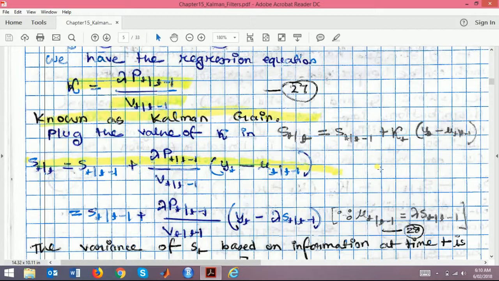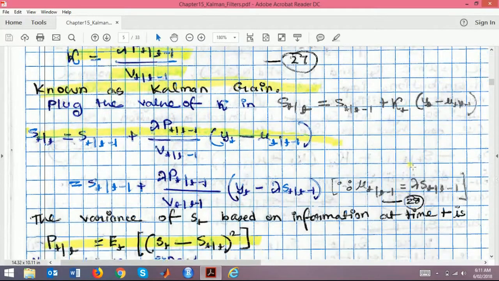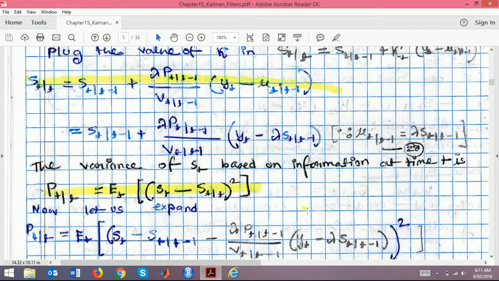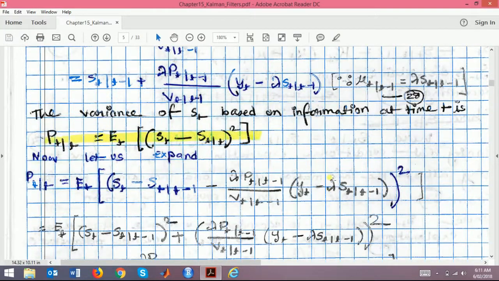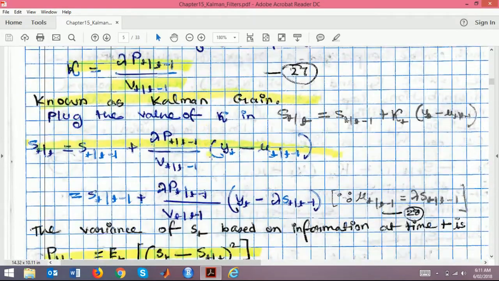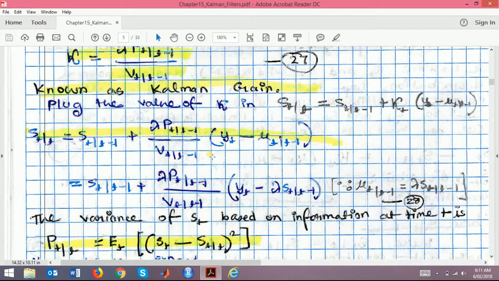Now instead of kappa we just put lambda p10 divided by v10, and that is the variance; the variance becomes p1. Now we can improve upon the variance. Up until now we were talking about s1 minus s10. Now s1 is actually based on information at 1, so s1 is actually s11. So we are talking about s1 minus s10.